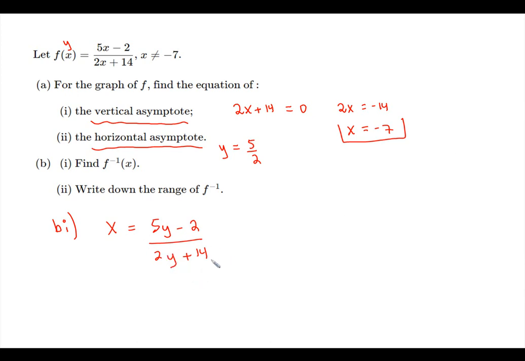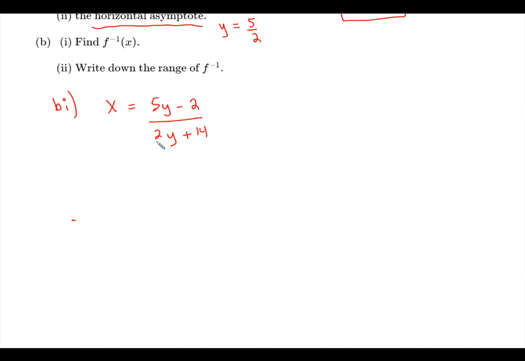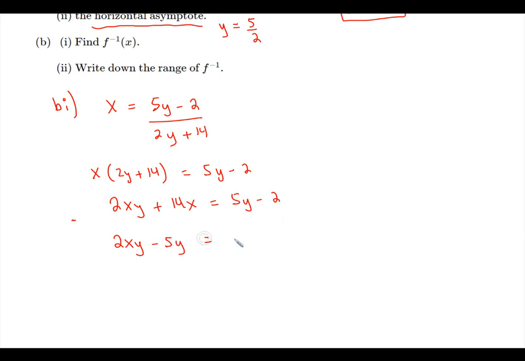And then we need to get the y's by itself. So let's get some space here. So multiply by 2y plus 14 on both sides. So we're going to have x times 2y plus 14 is going to equal 5y minus 2. We're going to distribute the x, so we get 2xy plus 14x is going to equal 5y minus 2. Right? 2xy minus 5y is equal to negative 14x minus 2.